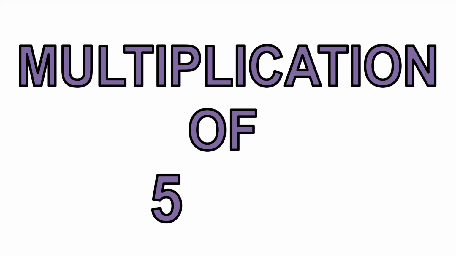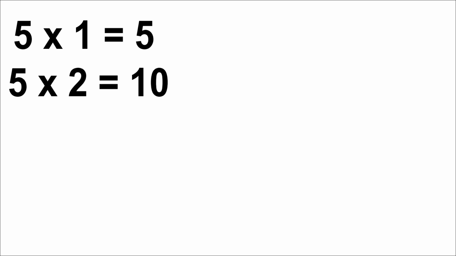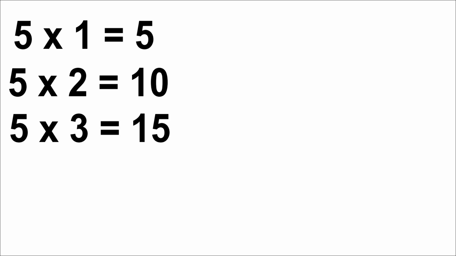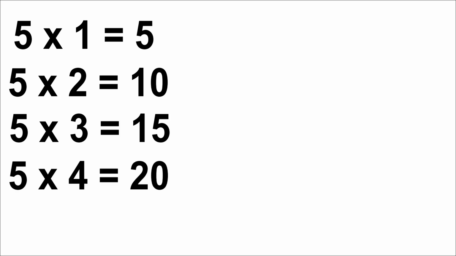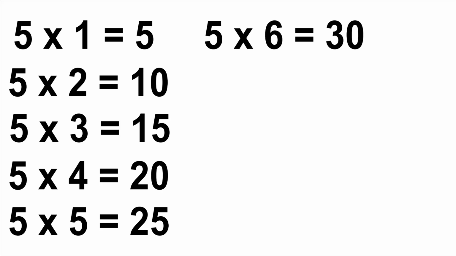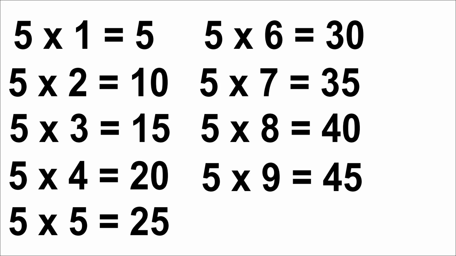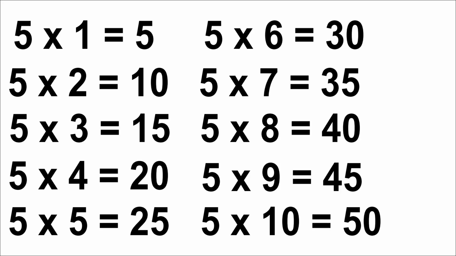Multiplication of 5. 5 times 1 is 5. 5 times 2 is 10. 5 times 3 is 15. 5 times 4 is 20. 5 times 5 is 25. 5 times 6 is 30. 5 times 7 is 35. 5 times 8 is 40. 5 times 9 is 45. 5 times 10 is 50.